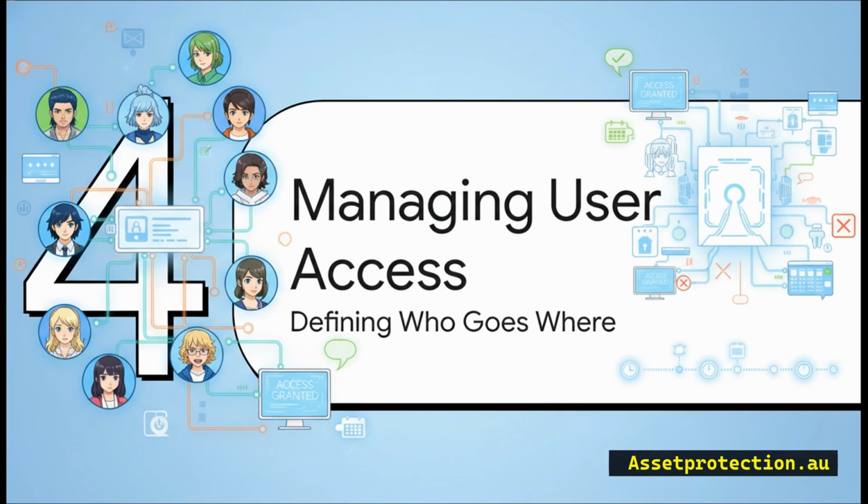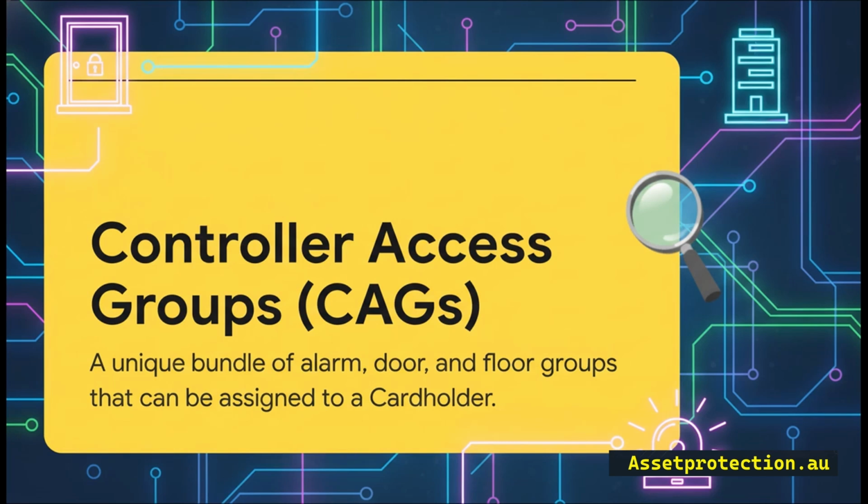Awesome. Our hardware is officially online and talking to the software. So what's the next logical step? Well, we need to decide who can actually use it. It's time to manage user access. In other words, figure out who goes where and when. The main idea you need to grasp here is something called Controller Access Groups, or CAGs for short. So what is it?